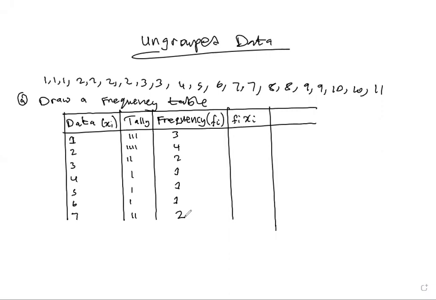Okay, we can extend our table. Then we go to 8. 8 we have 2, so the frequency is 2. 9 we have 2, the frequency is 2. 10 we have 2, the frequency is 2. And then we've got 11.